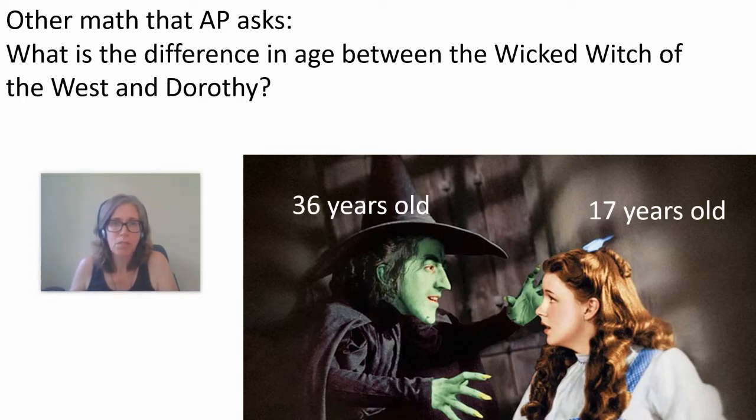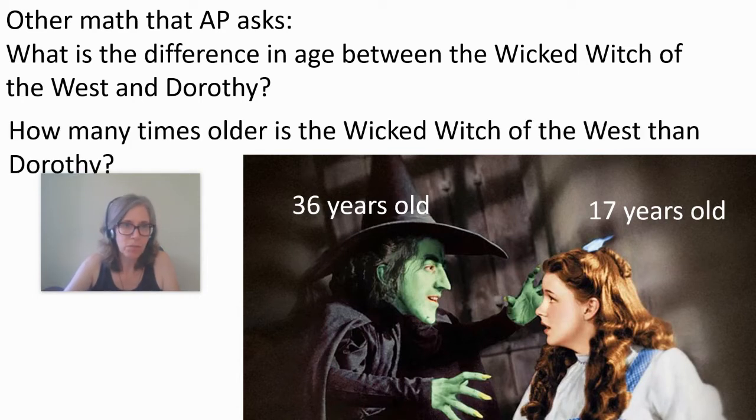So here's the Wicked Witch of the West. I looked up her age during the movie, and she was only 36, which seems really old to you, but kind of a baby to me. Anyway, Dorothy was 17 years old. So what's the difference in age between them? You just do 36 minus 17, and that is 19 years. So the difference is 19. I'll give you some examples that are going to look a little bit more complex, but really aren't.